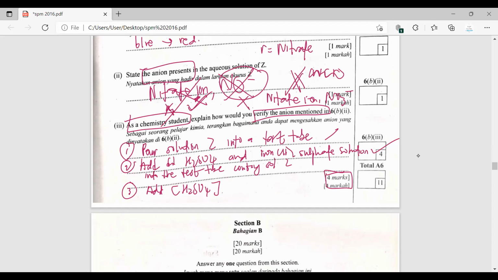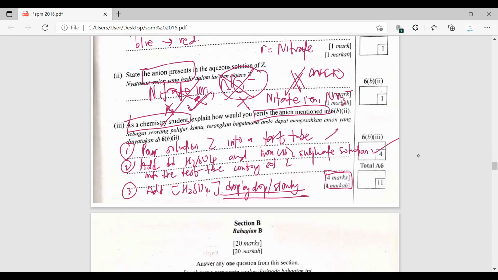Do I do it very fast, the experiment? Check if it's fast or slow. So we're going to add it by the side of the test tube. You can put by the side of the test tube, but you can also say drop by drop. You can also say slowly. If you don't have this, they don't want to give you any marks.